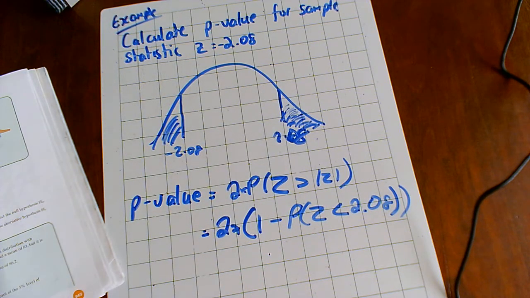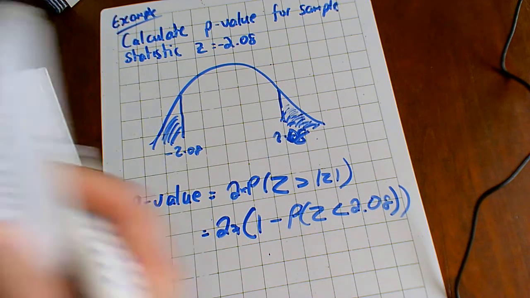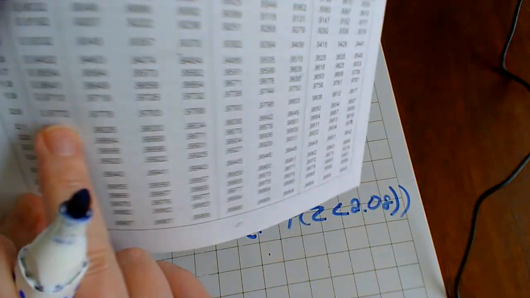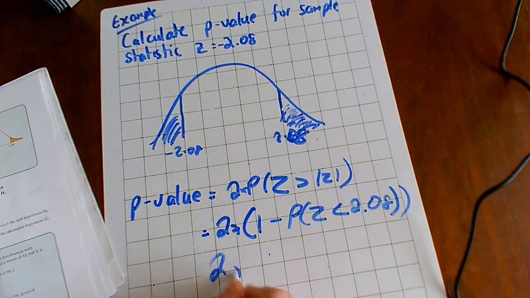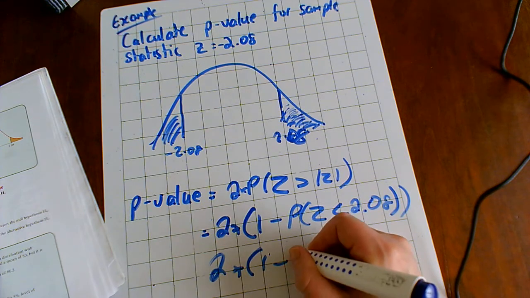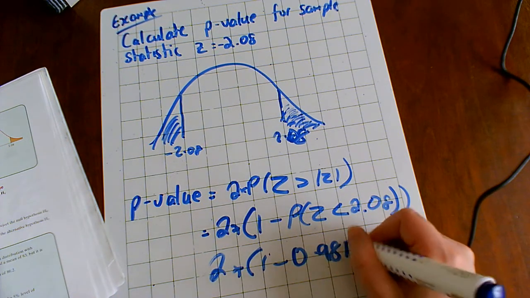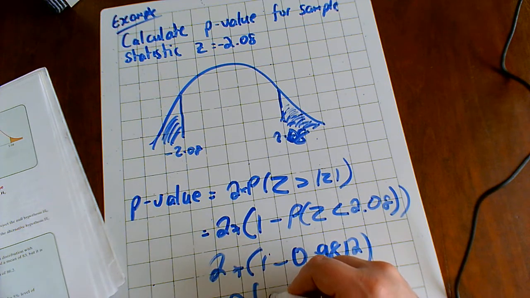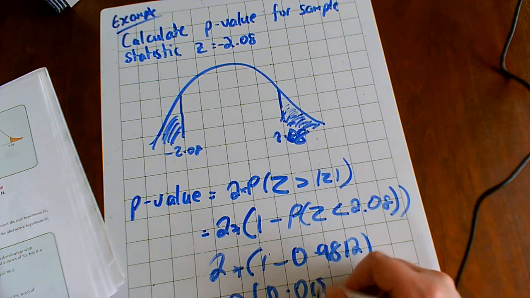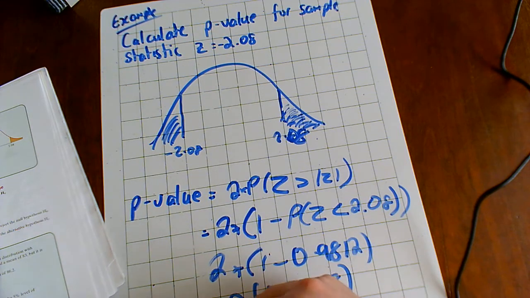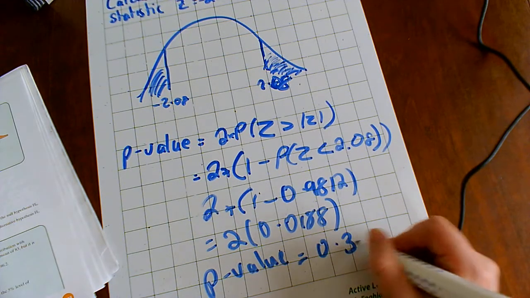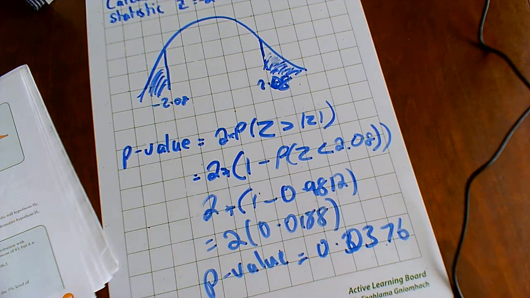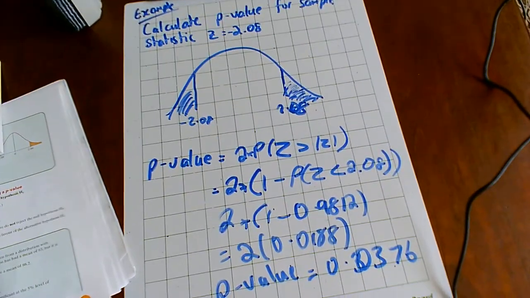All right, so we go to our maths tables, and we're looking for 2.08. So our z score is 2.08. That is 0.9812. So 2 times 1 minus 0.9812. That is equal to 2 times 0.0188. So our p-value is equal to double that, 0.0376.